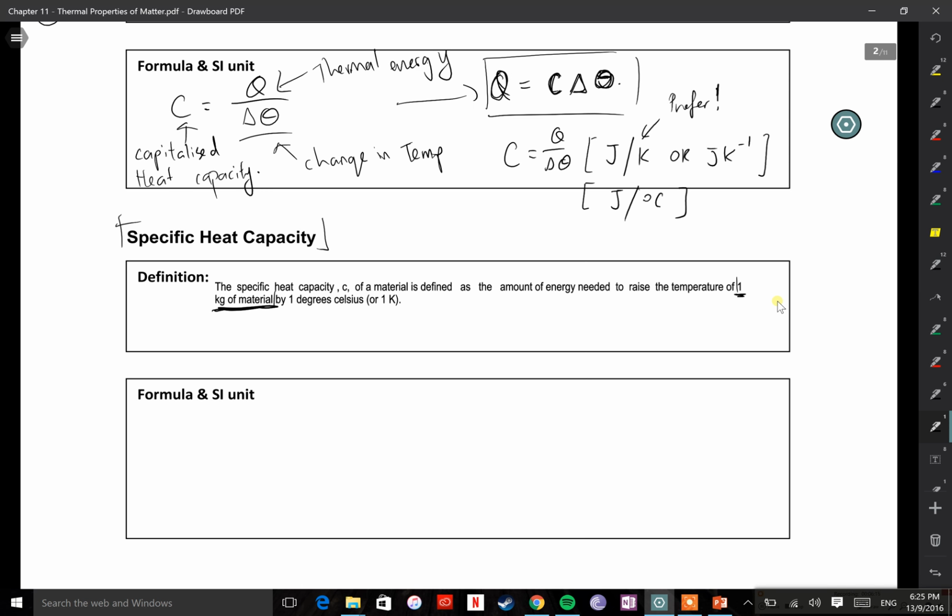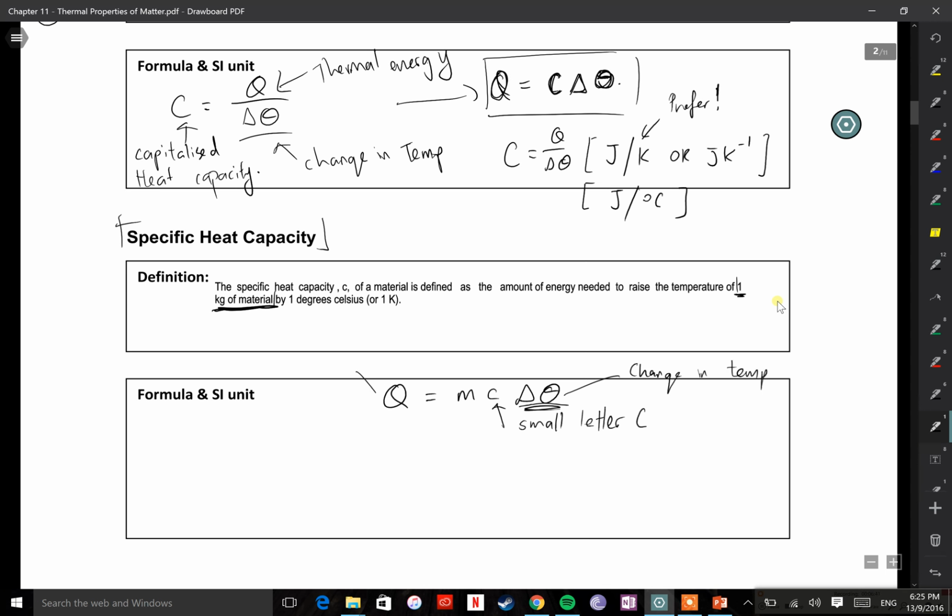So the formula is somewhat similar. It will be written as Q equals mc times change in theta. Note that this c is a small letter c, not a big letter C, and the change in theta is still the change in temperature. Q is the thermal energy, no change. And m, which is a newly introduced quantity, is mass.